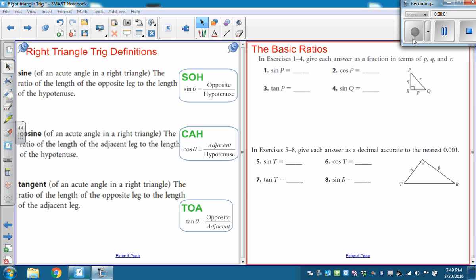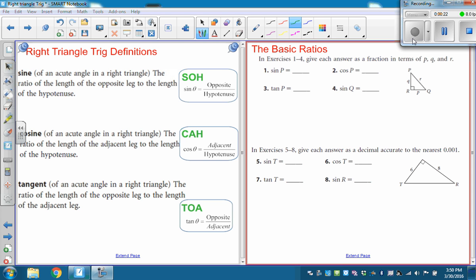Okay, this is the learning video on right triangle trig. On the left side of the screen, you see definitions we talked about in class. And on the right side, I would say these are the basic ratio problems. As you know, the board hasn't been working very well, so we'll see how it goes. I may have to start typing.